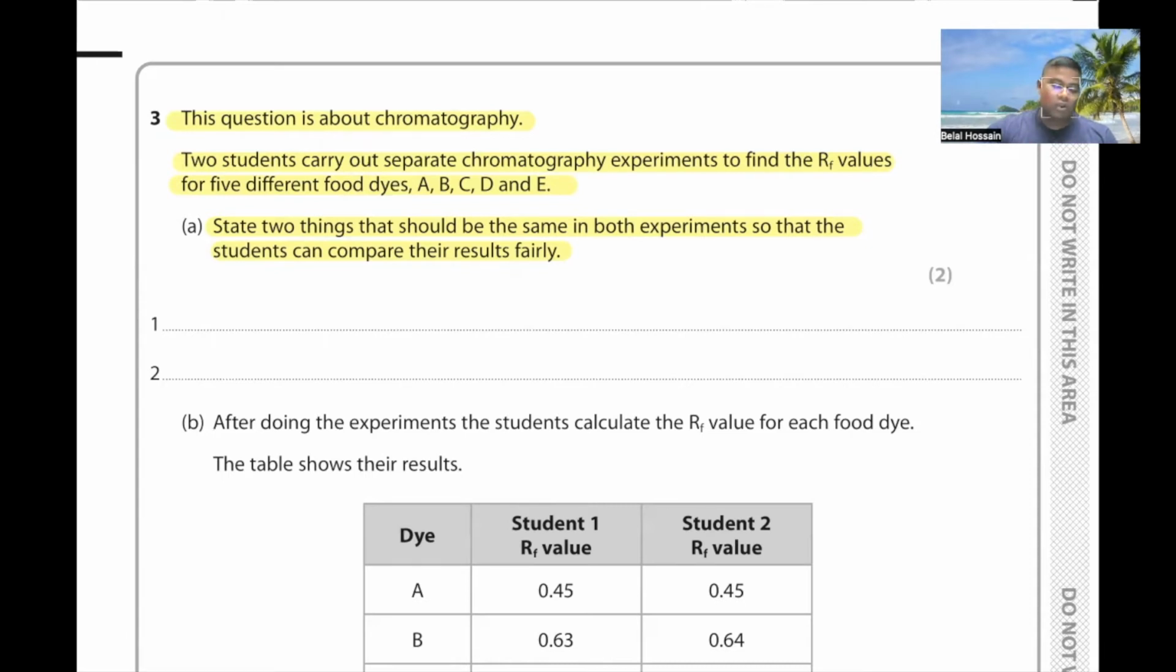And also results can vary from chromatography paper to chromatography paper, because there are many different types of chromatography paper available. So the same type of chromatography paper should also be used.